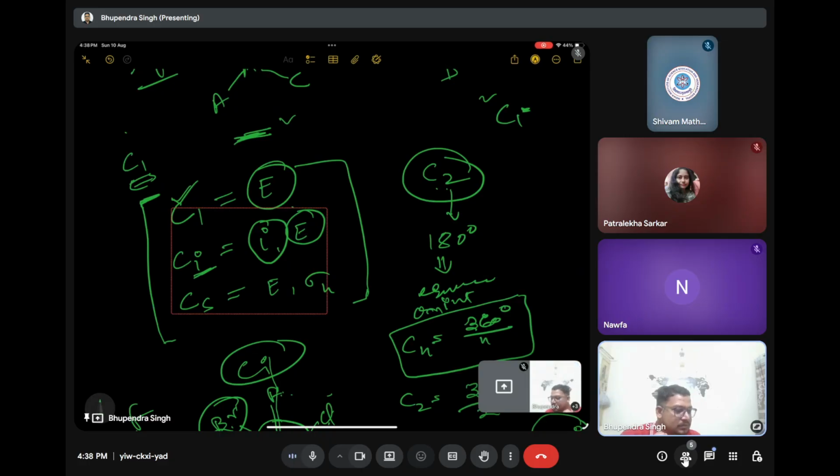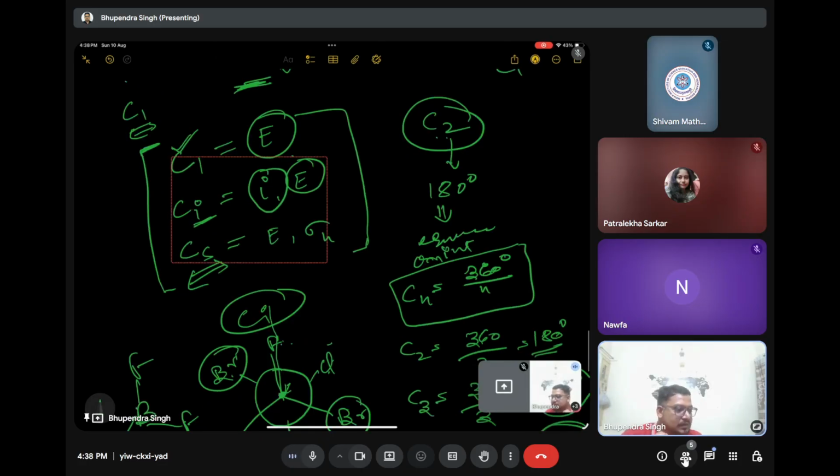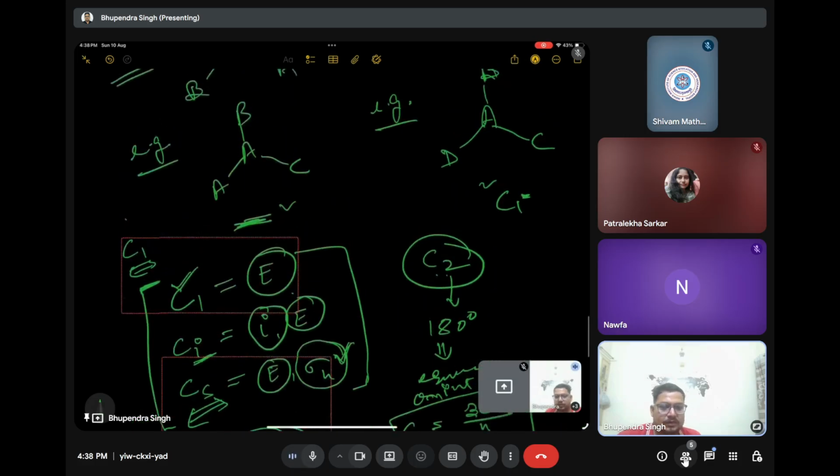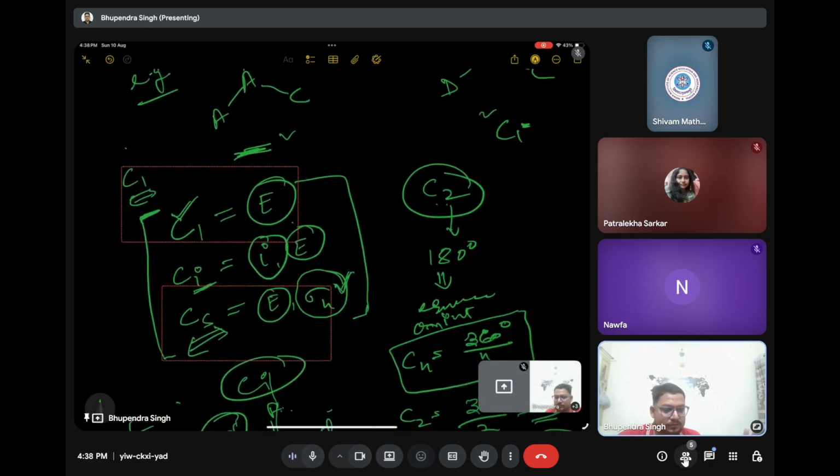Okay. Now coming to Cs. Cs means E is always there, and a molecular plane is there. No other symmetry is present, but in that particular molecule, this plane of symmetry, sigma, in which all the atoms of the molecule are present, is there. So now you understood the difference between these two. I believe so.